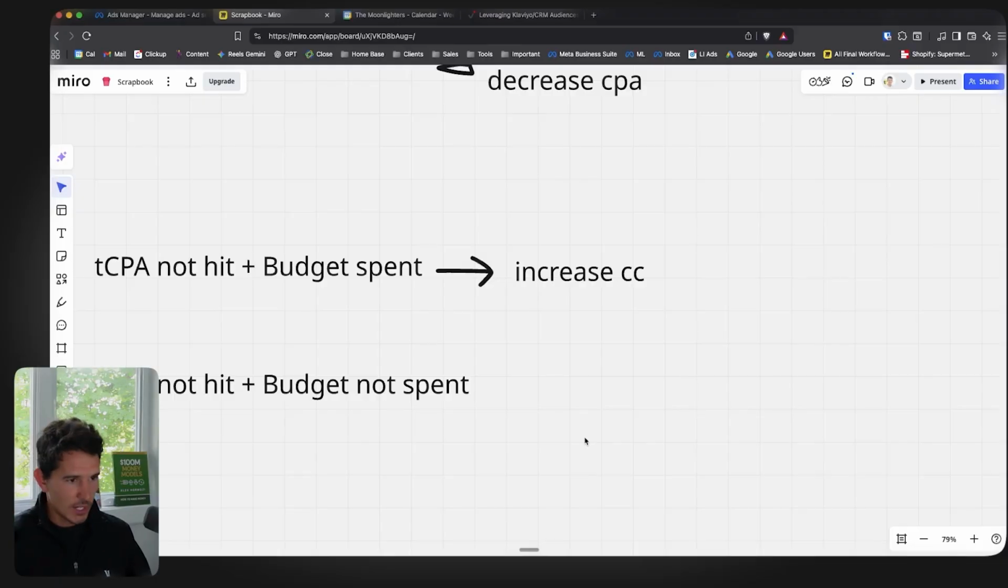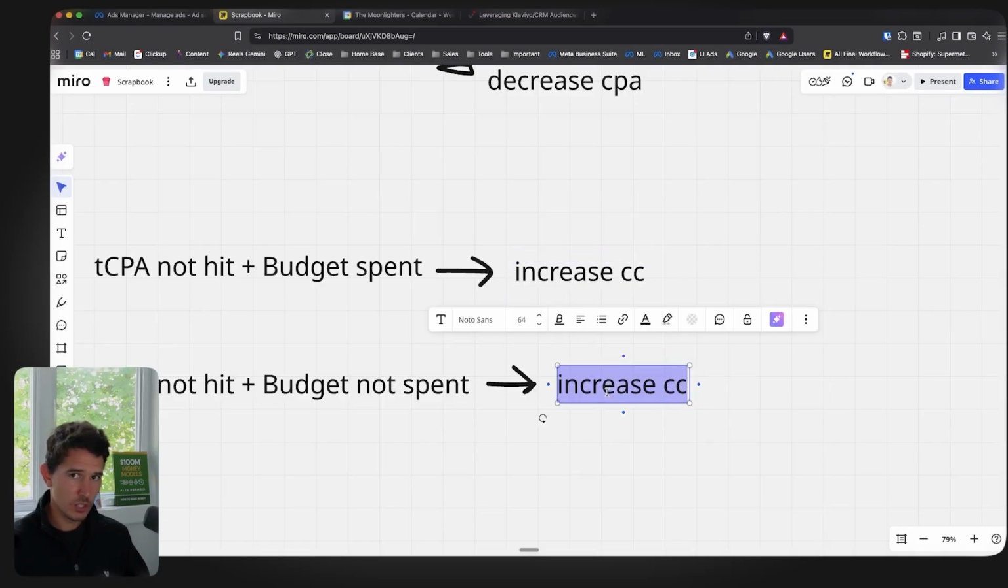The other scenario here is TCPA is not being hit and budget is not being spent. If TCPA is not being hit and budget's not being spent, then you are in the double bad scenario. This basically is indicating that not only is Facebook thinking that it can't hit your cost cap, but it also is already restricting you down. If this is the case, I would probably advise you just not use cost caps at all at this point. But if this is the case, then the easy thing to do is increase your cap ability. But again, you're technically only increasing your caps up to your target cost per acquisition.